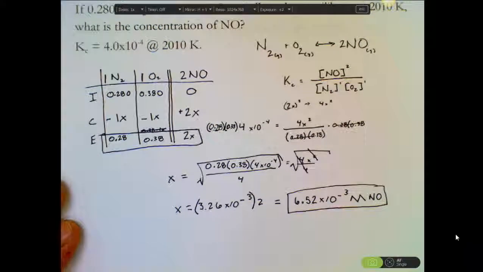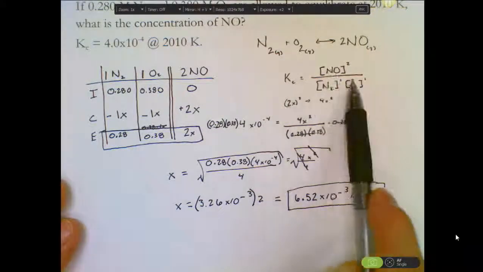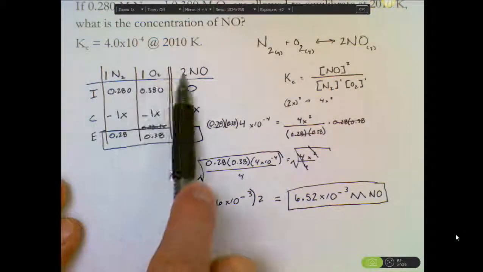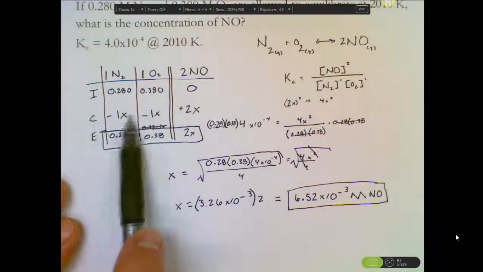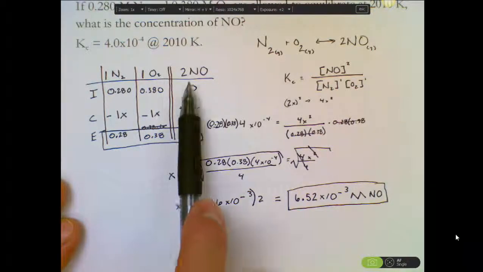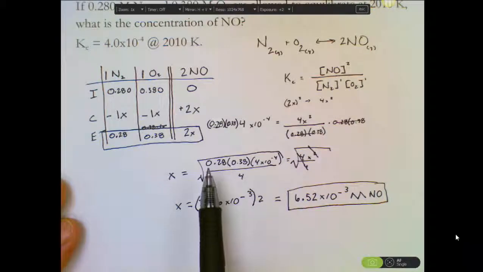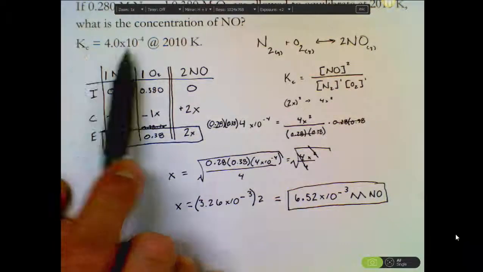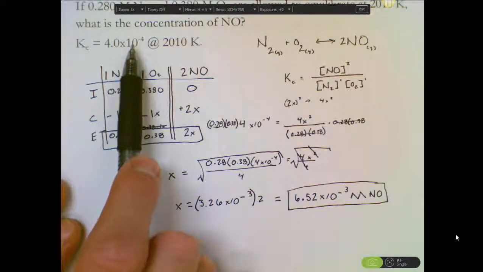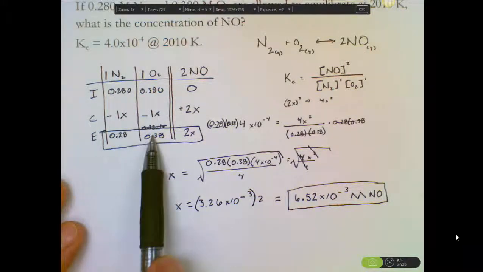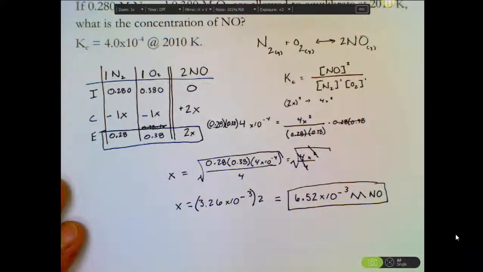To summarize, write out your expression, fill in your ICE table, including the coefficients, because that's going to help us with our change values. You can always start out with 0, minus for reactants, plus for products. And then if K is really small, times 10 to the negative fourth or smaller, we don't have to change the concentration of our reactants. They will stay essentially the same.